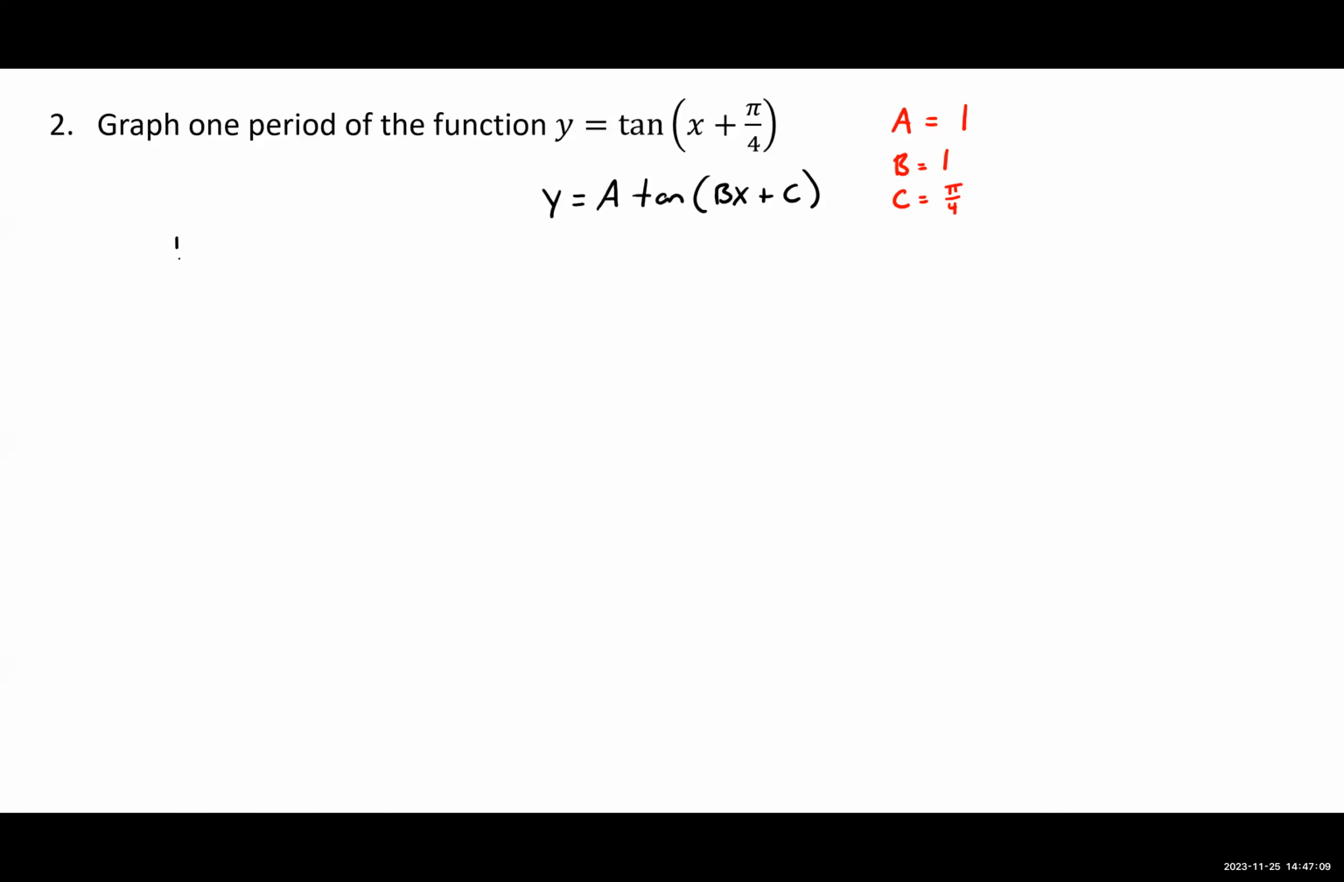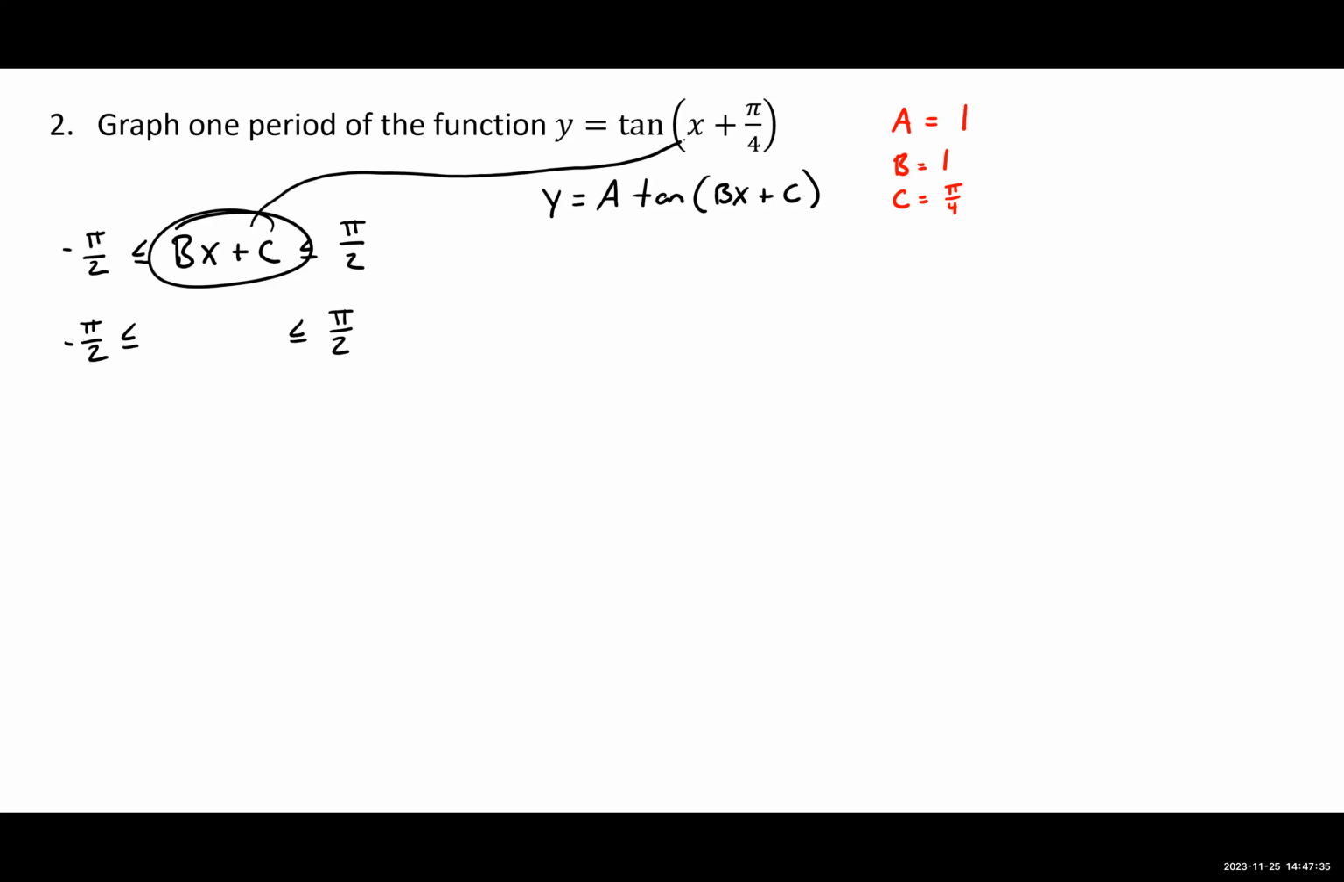So when we set up bx plus c, remember this is always step 1. Bx plus c is between negative pi over 2 and positive pi over 2. The bx plus c is whatever's in the parentheses. Right? So that's going to be x plus pi over 4. Now solve for x.